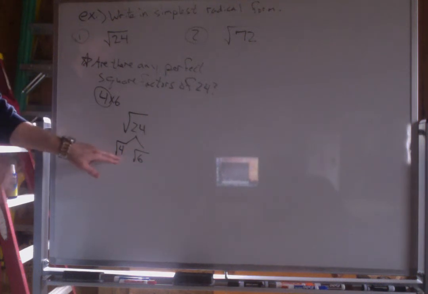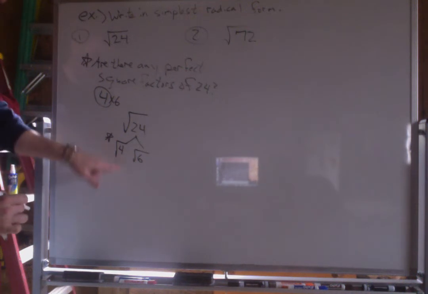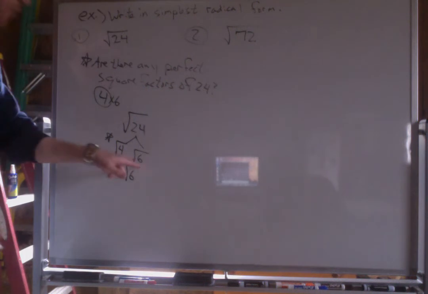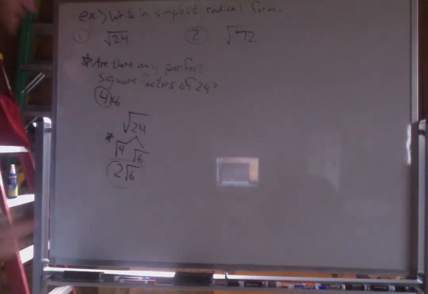Okay, so the square root of 4, this is why I chose this number. Its square root is a whole number. It's 2 times the square root of 6. This is a number that is not a perfect square. That's it. That's all I have to do.